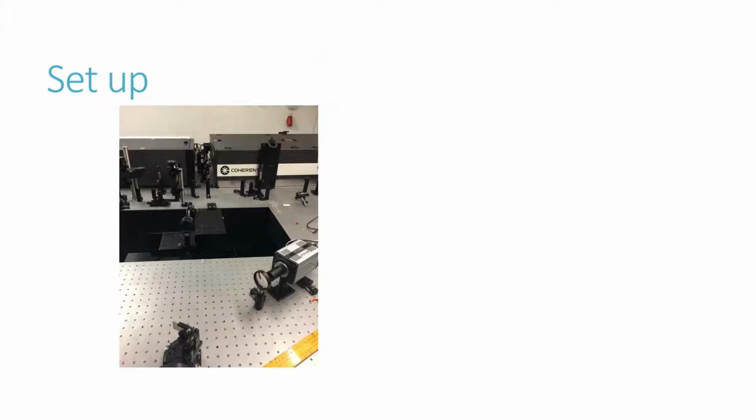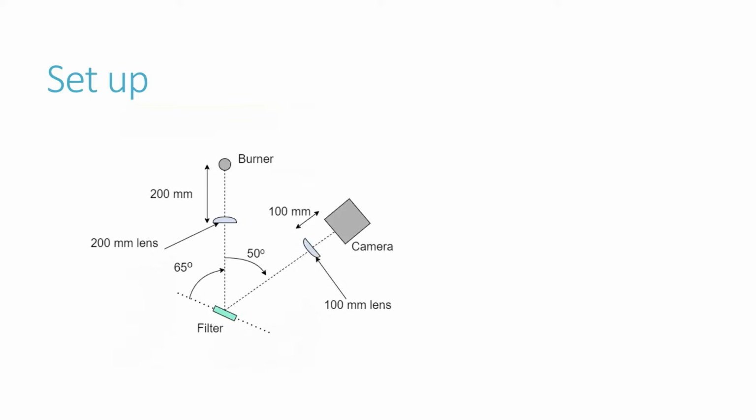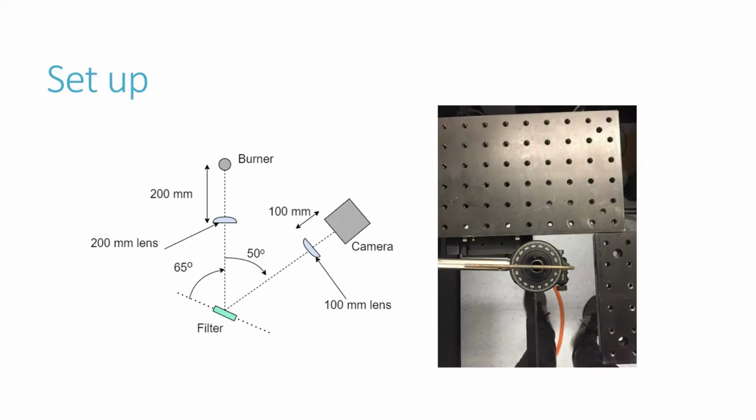So the design of the setup. Here you have a photo of the setup in the lab. So we have a camera, two lenses, the burner, and the filter, which was mentioned before. Here is a diagram for a more clear view of the setup, and also a bit of a zoom into the burner, so you can see here that a metal rod is used in order to create the V-shaped flame.